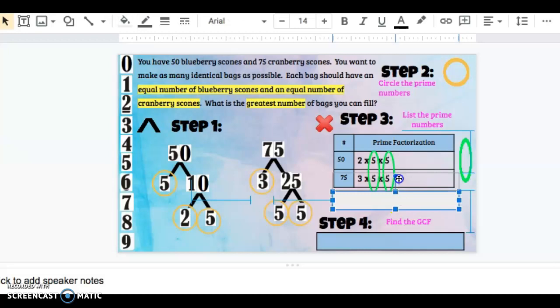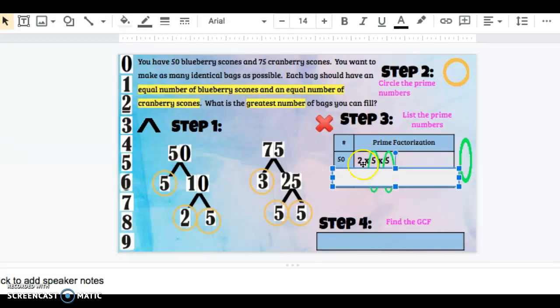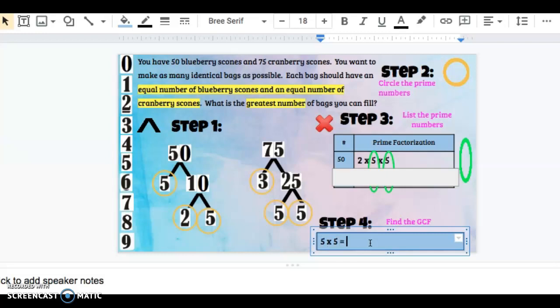So I cover my bottom row up to see just the top row and the numbers that I've circled up there. I have a 5 circled and a 5 circled. So I go down to my step 4 and I do 5 times 5, and 5 times 5 is 25. So what is the greatest number of bags you can fill? 25 bags. Okay, that's DMR for Tuesday.